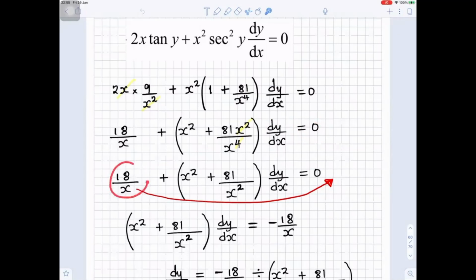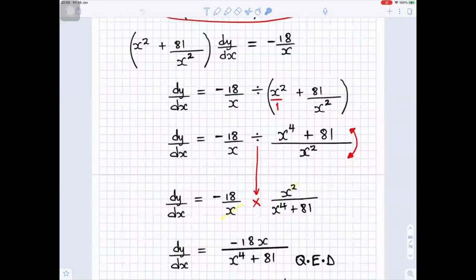So we have 18 over x plus the rest equals 0. When we take 18 over x to the right side, it becomes minus 18 over x. So we would have x squared plus 81 over x squared stays the same, dy over dx stays the same, and that is now equal to minus 18 over x. And what we do next is, because it is times here, we take everything in the bracket to the right-hand side and it becomes divide.